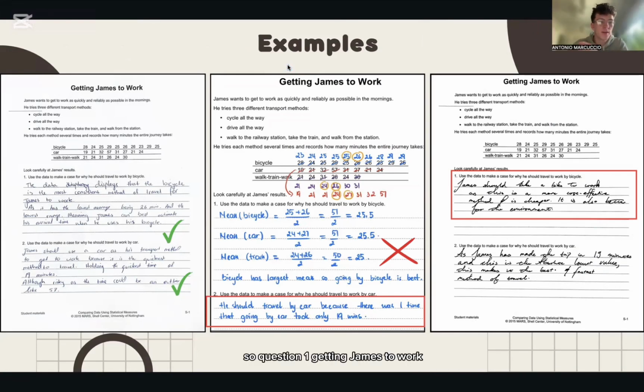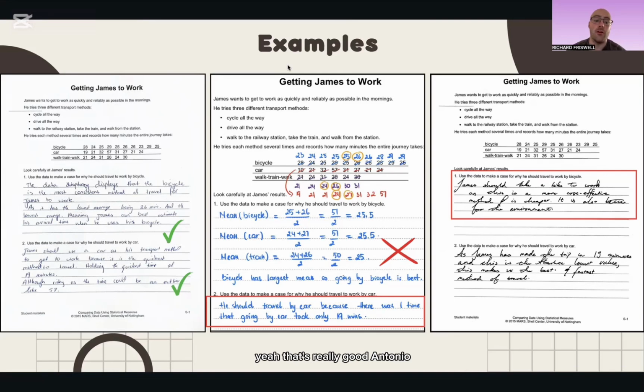So question one, getting James to work. Why would he use his bike as his method of transport? I went through and calculated the average, or the mean. I was able to identify that the bike had the fastest mean of travel time. Additionally, it had the lowest range. So with those factors, I was able to determine that it's the most consistent. It also has the least variability and is the best way for James to travel to work.